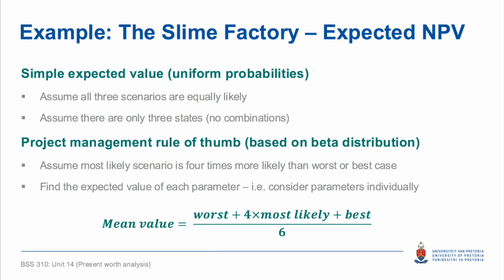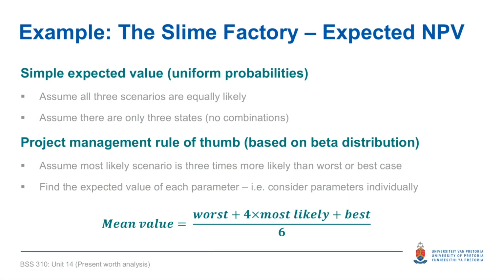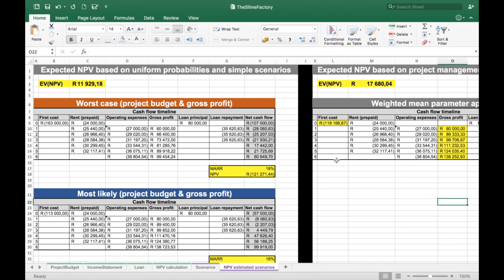Because certainly the factors that affected those two scenarios are different, so you could have them occurring at the same time. And you're absolutely right, but for this very simplistic calculation, let's just assume that it can either be all worst case, all most likely, or all best case. In the spreadsheet to the left of the black divider, I've evaluated the expected NPV based on that very simplistic approach of uniform probabilities and simple scenarios.